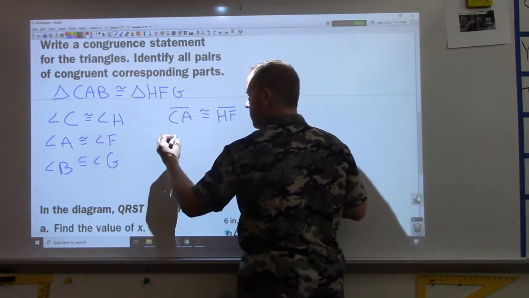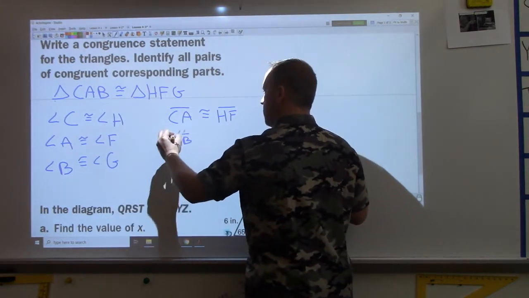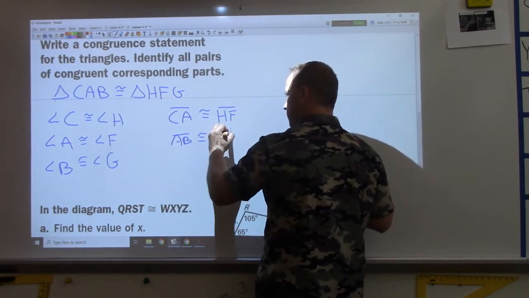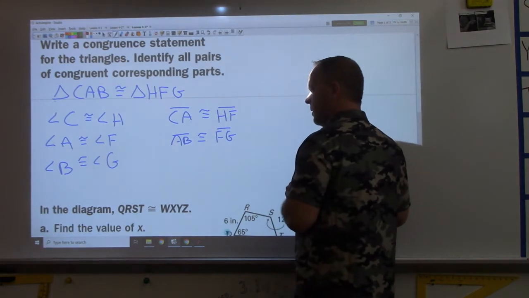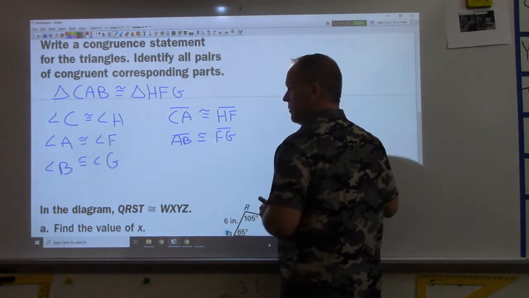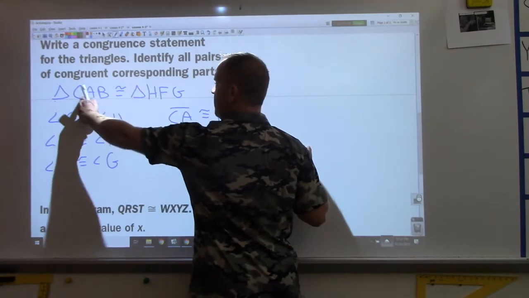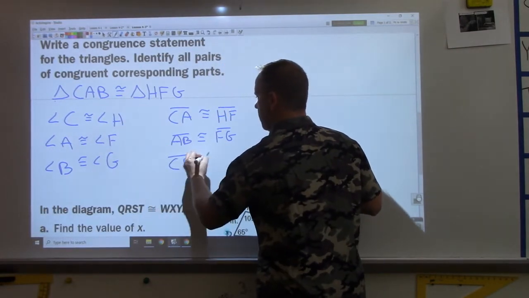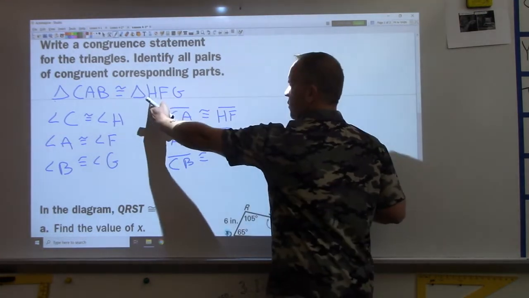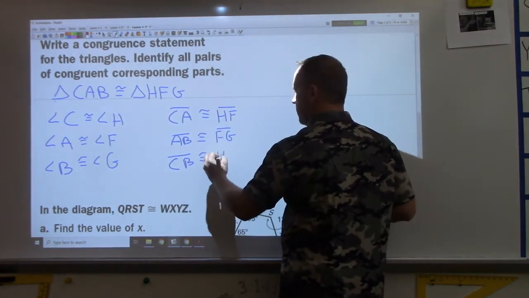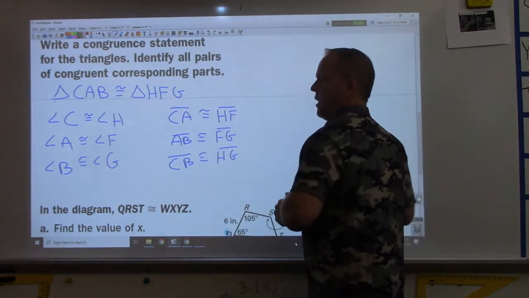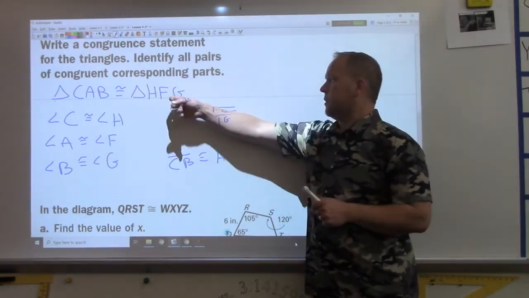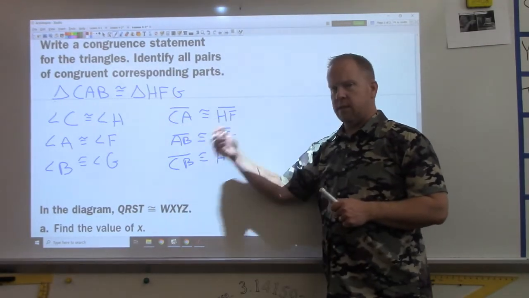Second letter, third letter is congruent to second letter, third letter. The third side, doesn't matter how you name it. So if I did CB, first letter, last letter, CB is congruent to first letter, last letter, HG. So again, this is why the names are very important when I'm doing corresponding congruent parts. If I look at this, I should be able to get all of these even without a picture.